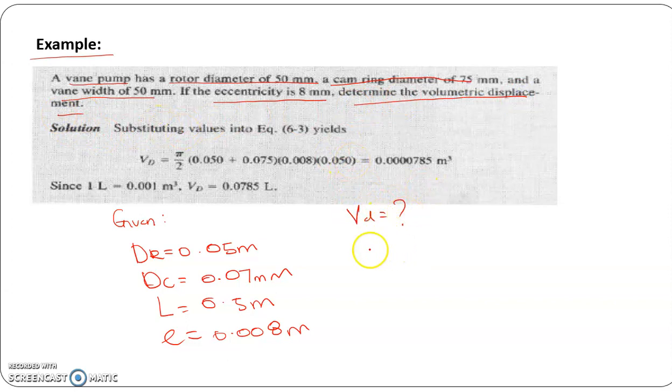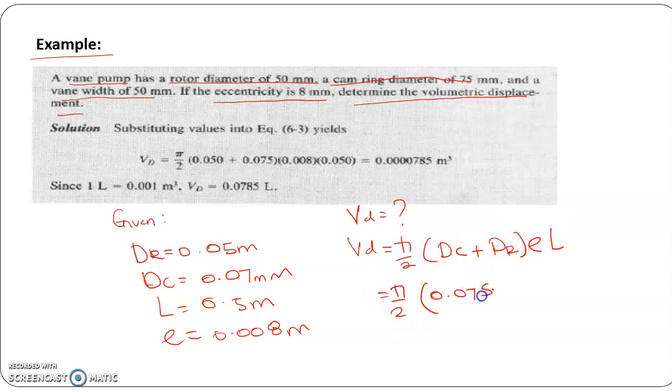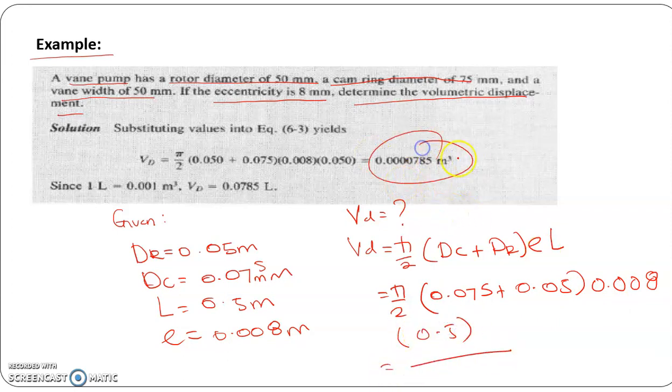For the vane pump, the VD formula is pi over 2 times (DC plus DR), times E times L. So that means pi over 2, this DC is 0.075, plus DR 0.05, times E 0.008, and times L is 0.5. So you get the answer.